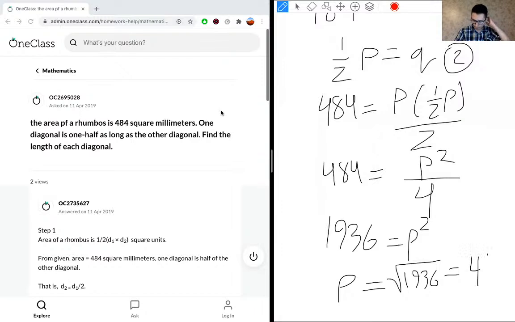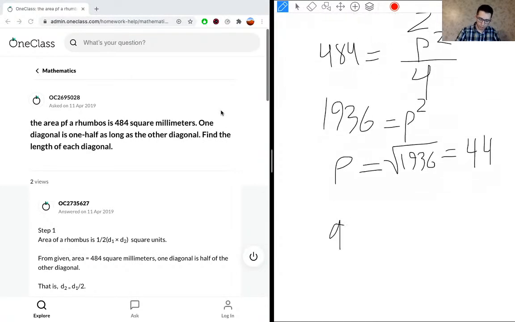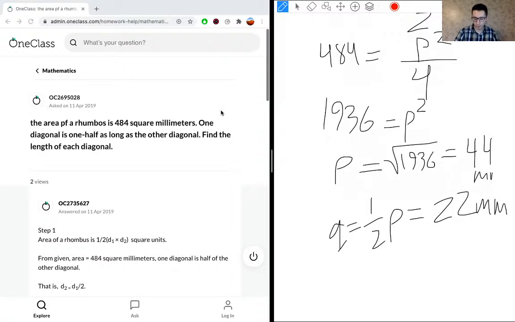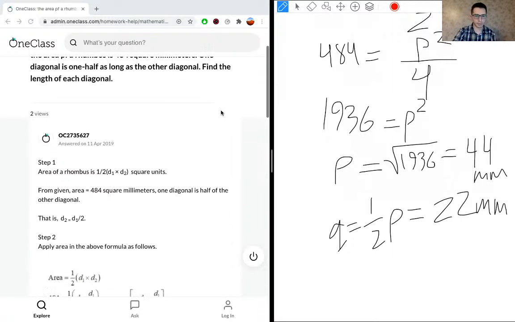44. So we know P here equals 44, and then we use this equation to get Q. So Q equals half P. That gives us half of 44, which is 22 millimeters, because the area is in millimeters squared, so we know it's 44 millimeters and 22 millimeters.